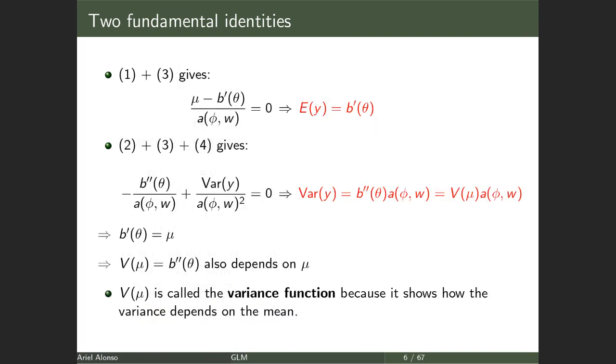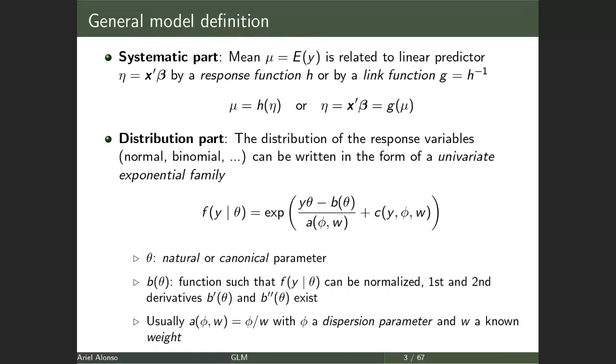Look at this. If you put together 1 and 3, what do you get? You get that this equation over here has to be equal to 0. And what does that imply? That implies that the expected value of y is equal to the first derivative of b with respect to theta. So you remember this b function that I told you is a very important function when we analyzed the exponential family. When we analyzed the exponential family, I told you this b function here is going to play a very important role.